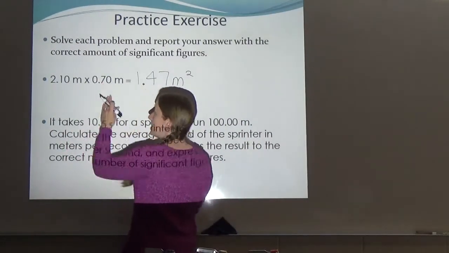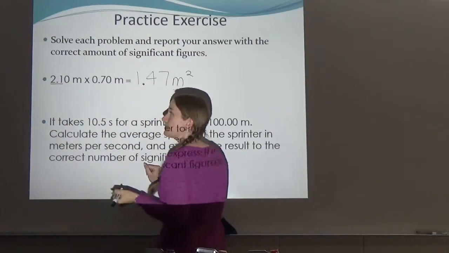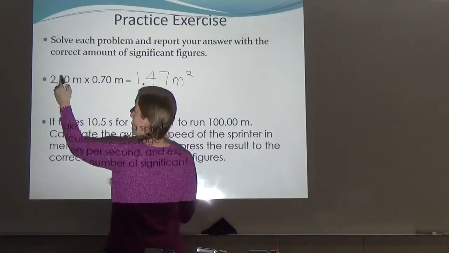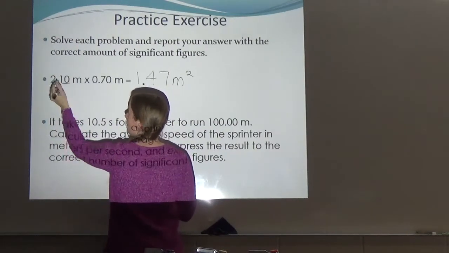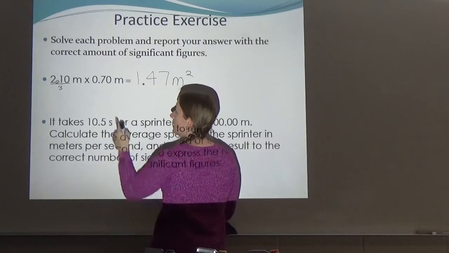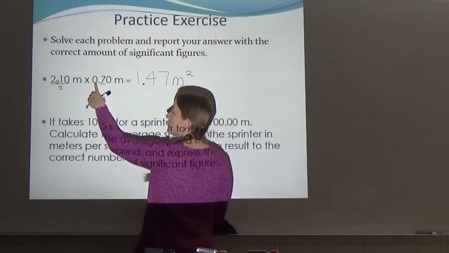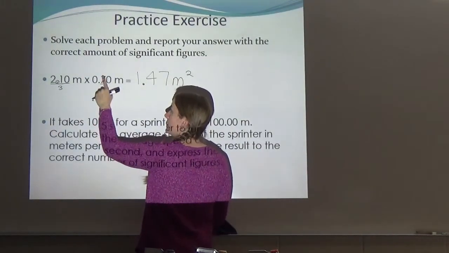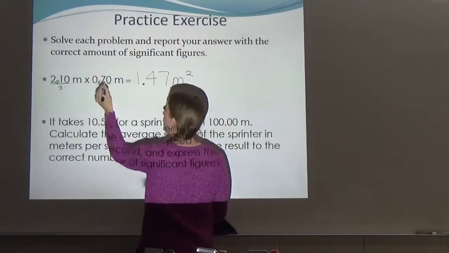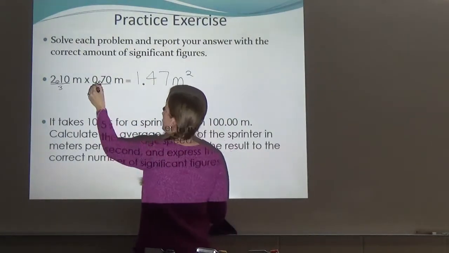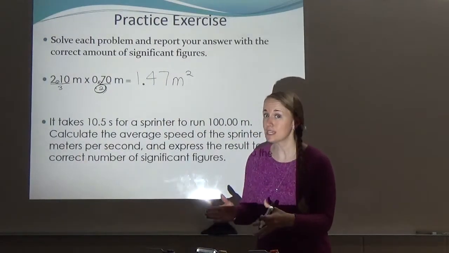Well, remember, we're multiplying, so we're counting significant figures. The 2 and the 1 are significant because they're not zeros. This back 0 is significant because I can see the decimal. So this number has 3 significant figures. The 7 is significant because it's not a 0. This front 0 is not significant. This back 0 is significant because I can see the decimal. So this one has 2. That means my answer needs 2 significant figures, not 2 decimal places.